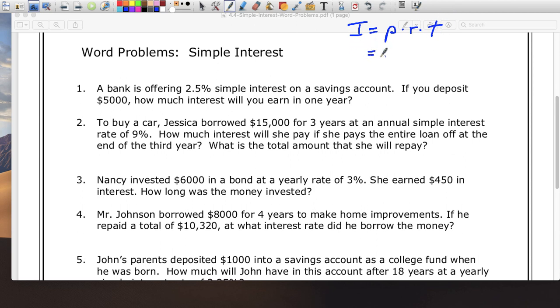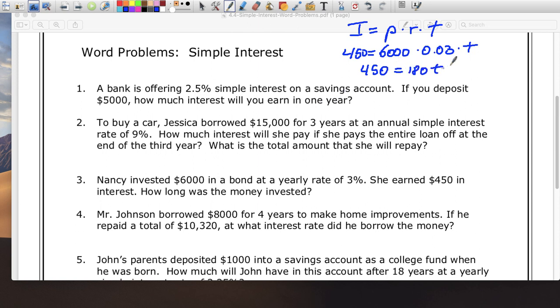So she invested $6,000, so that's my principal. The rate's 3% or 0.03. And the time is T. I'm going to leave it as T. And how much did she earn by investing $6,000? She earned $450. So that $450 is the amount she earned. So how long did she leave that $6,000 invested in order to earn $450? That's basically what the question is saying. So $450 equals 6,000 times 0.03 times T.